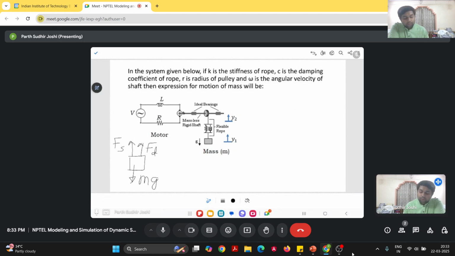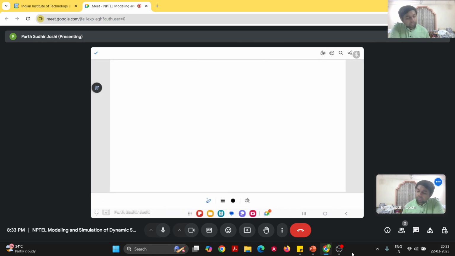and similarly for the spring, it has its own spring force acting on it, and the damper also has the damping force acting on it. So we can apply Newton's second law to get the equation of motion for the mass m.